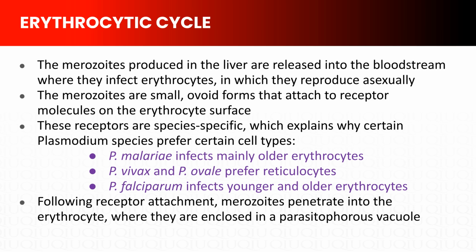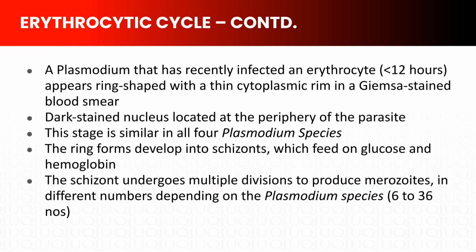P. malariae infects mainly older erythrocytes. P. vivax and P. ovale prefer young cells called reticulocytes. P. falciparum is the least selective, infecting both younger and older erythrocytes. This lack of selectivity allows high parasitemia levels, contributing to its severity. Following receptor attachment, merozoites penetrate into the erythrocyte, where they're enclosed in a parasitophorous vacuole. A Plasmodium parasite that has recently infected an erythrocyte appears ring-shaped in Giemsa-stained blood smears.